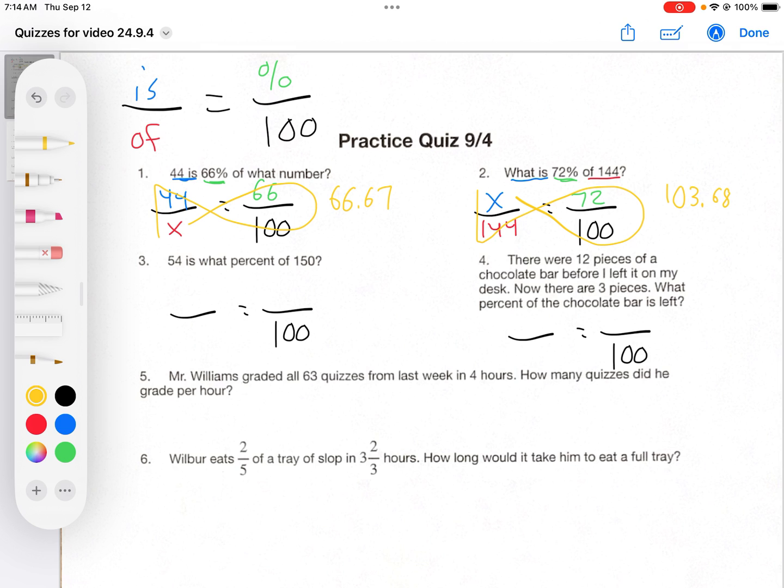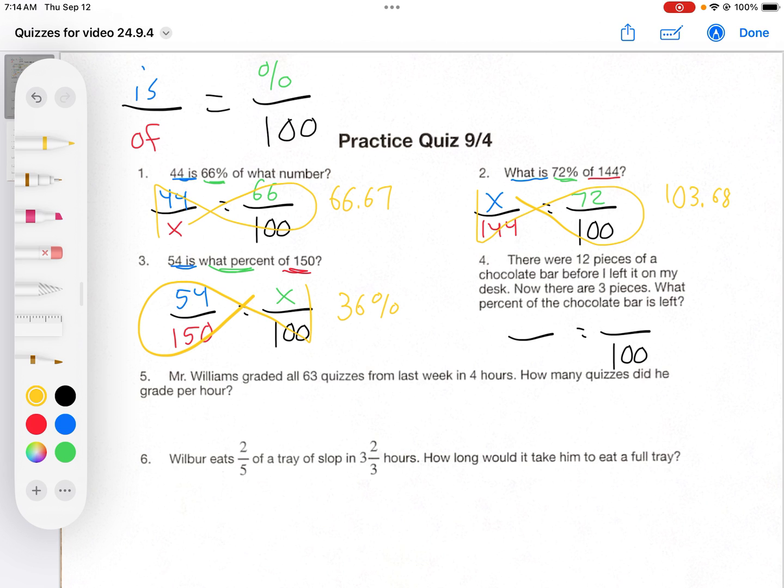Number 3, 54 is what percent of 150? And now that I've set that up properly, putting all 3 of my numbers, 2 numbers and 1 variable really, in their correct places, 100 times 54 divided by 150 is 36%.